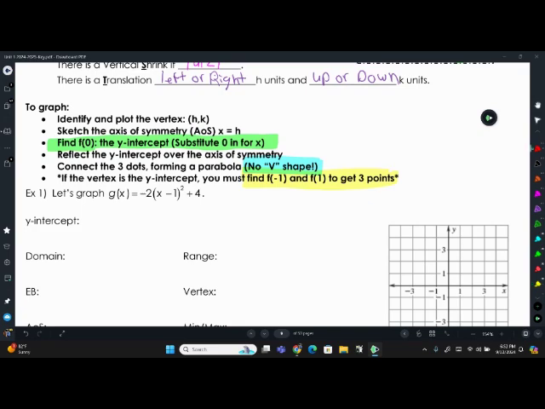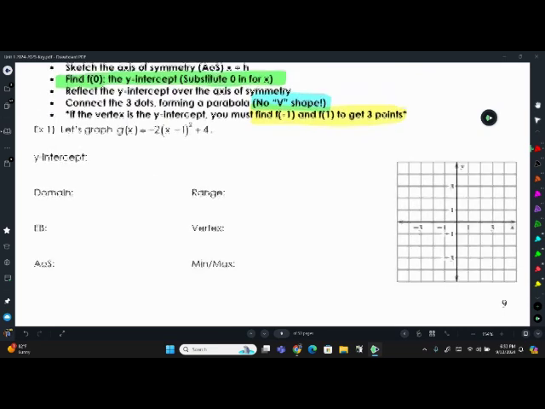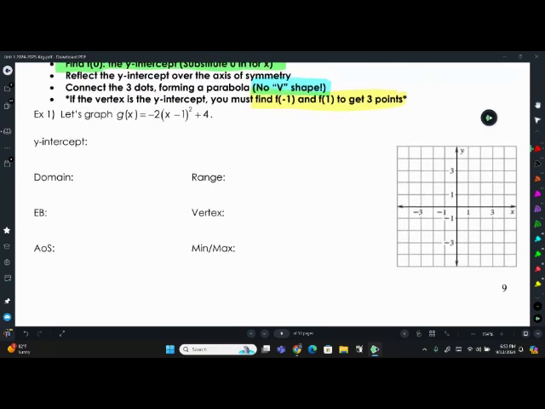So let's graph g of x equals -2 times the absolute value of x minus 1 plus 4. So our first step is to plot the vertex. Our vertex is at +1 comma 4. Right here. Now the axis of symmetry is x equals 1. Now we don't know if there will be a min or max at this point. You could look at the graph, but we'll talk about that later. Let's do min or max after it's graphed.